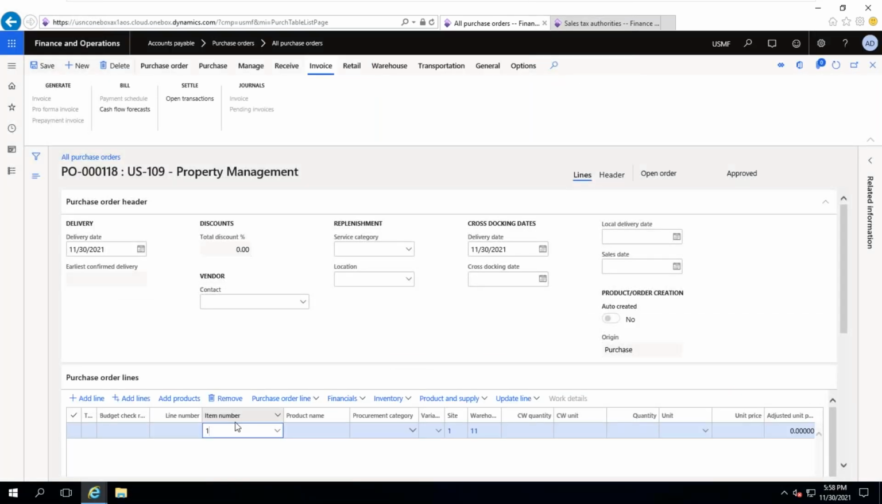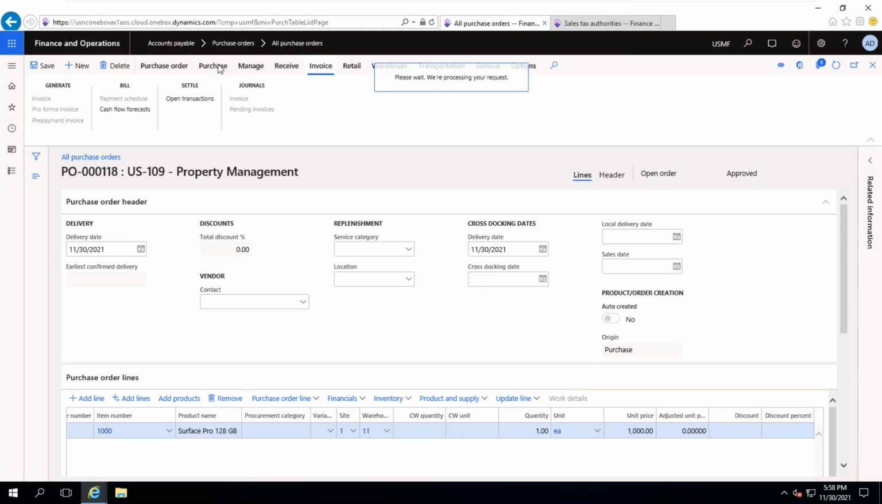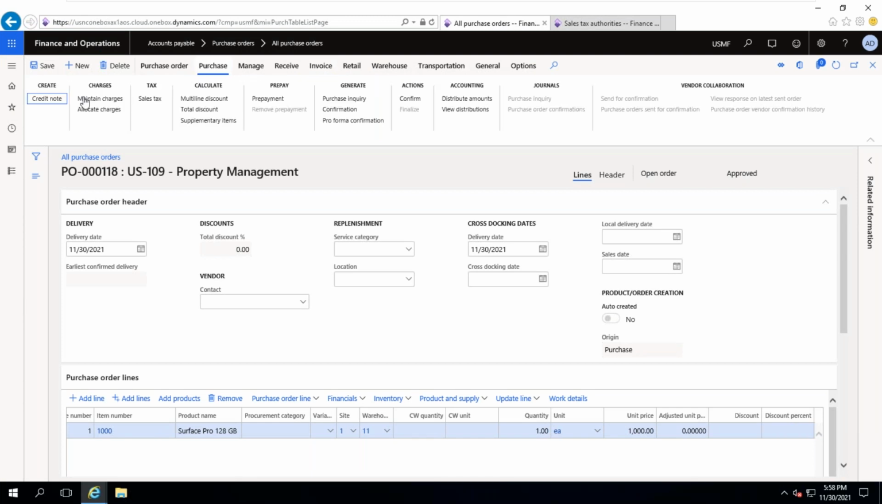Select the item. Usually this should be a service item. What is the meaning of service item? I'll tell you. It should usually be a service item, but I'm selecting a normal item for the time being. For easy calculation, I'm taking 1000. Now can we see the withholding tax here? No, it will not show any withholding tax. Only sales tax is shown. Withholding tax is not showing at all. Confirm.